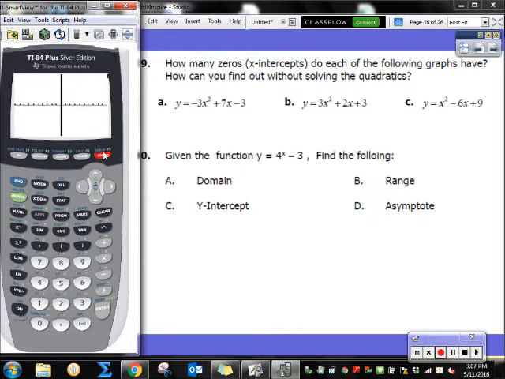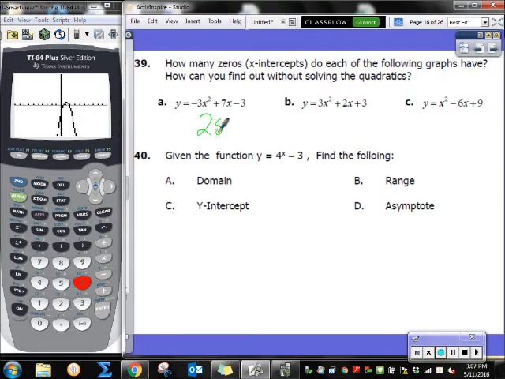So press graph. Now I can't tell, so I'm going to have to zoom 6 and just start with a clean window. Well, I'm glad I did, because it definitely crosses at 2 places. So there would be 2 solutions to A.